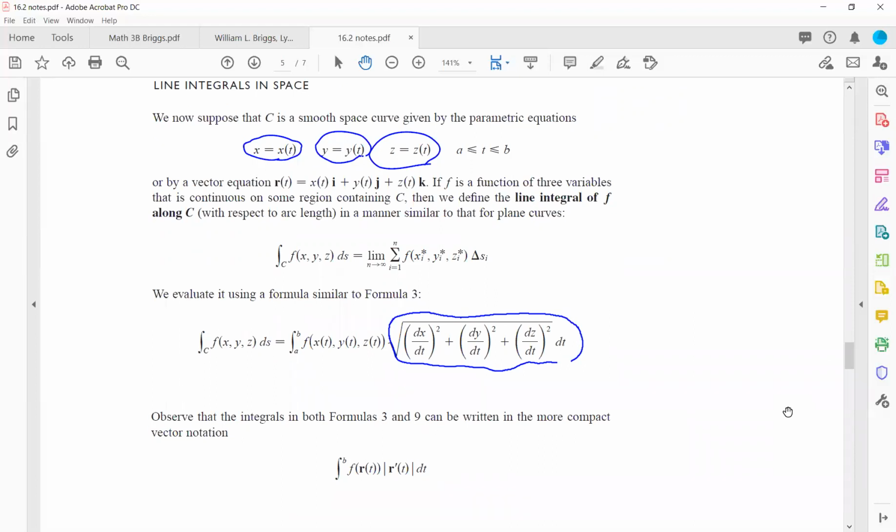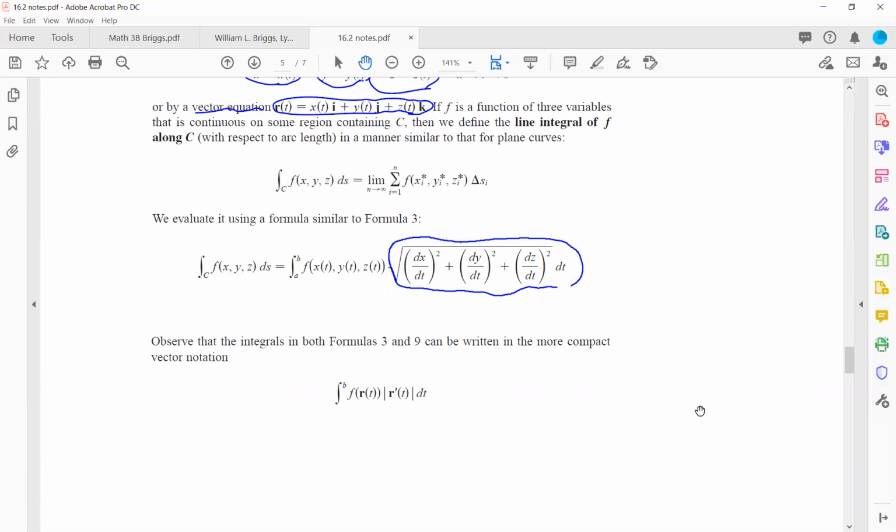If you use the vector equation of your curve, then the integral can be written as f of r(t), times the absolute value of the derivative of the vector equation of the curve, dt. T ranges between a and b.